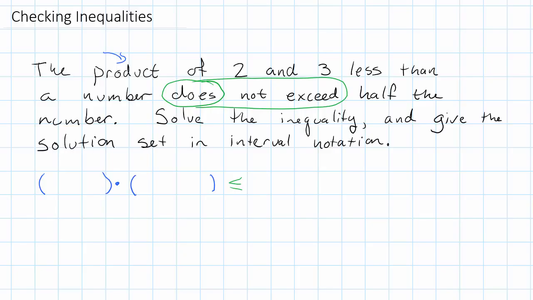And then I look forward and I find the next and. This product goes with this and. So before the and we have 2. So 2 will be the first thing in our product. And 3 less than a number. I know what that means. That means x minus 3.